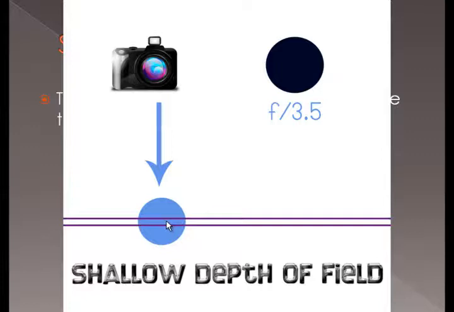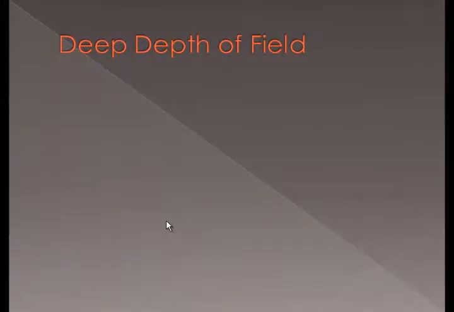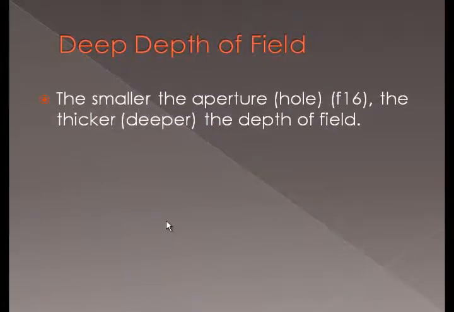So come back to this slide and study it a little bit later after you go through the entire tutorial. This may help you. Deep depth of field, or thicker, or whatever the other words we were talking about. The smaller the aperture hole, or the larger the number, like an f16, the thicker, deeper the depth of field. So a small hole has a thicker depth of field. More things are going to be in focus.